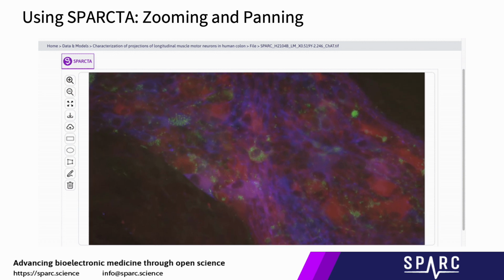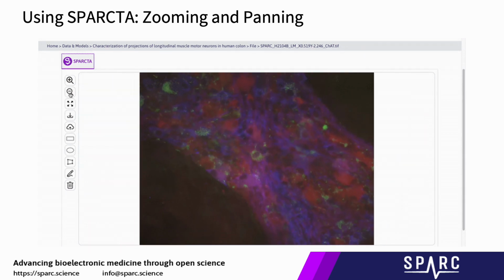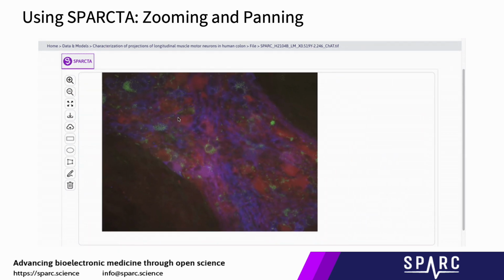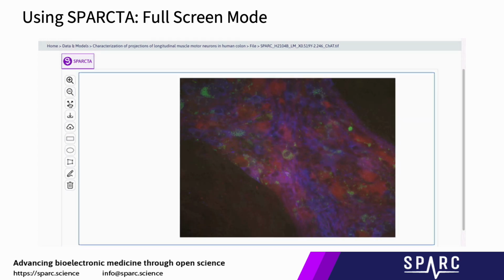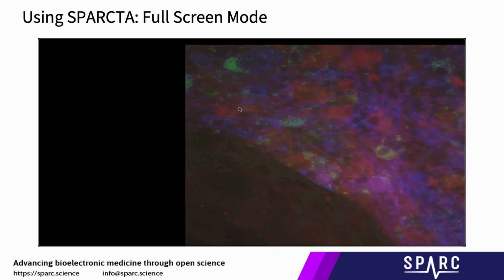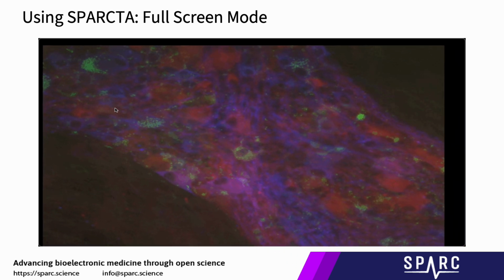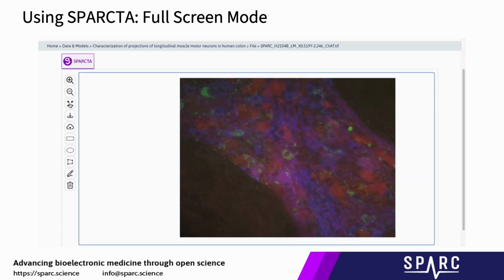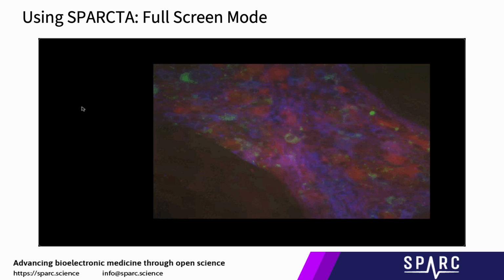SPARCTA offers different functionalities, for example zooming and panning. And if you want to explore a bit further, you can also go into full screen mode. Now you have a very large screen, so you can identify detailed cells in the tissue image that you have.